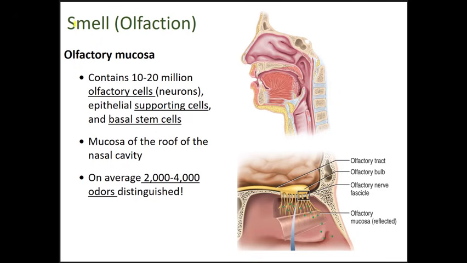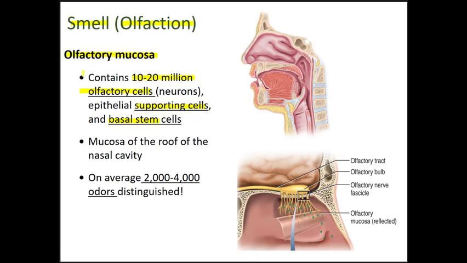Now let's move on to smell. So we just discussed taste, and we're going to have a look at what allows us to interpret the different odors around us, and the appropriate term for smell is olfaction. Our nasal region consists of olfactory mucosa, which contains 10 to 20 million olfactory cells. Now, olfactory cells are neurons, and you might remember from the previous slide that taste cells are actually epithelial cells and not neurons. So that's certainly a difference between these two senses. But there are also supporting cells, just like with taste, and basal stem cells, just like with taste.